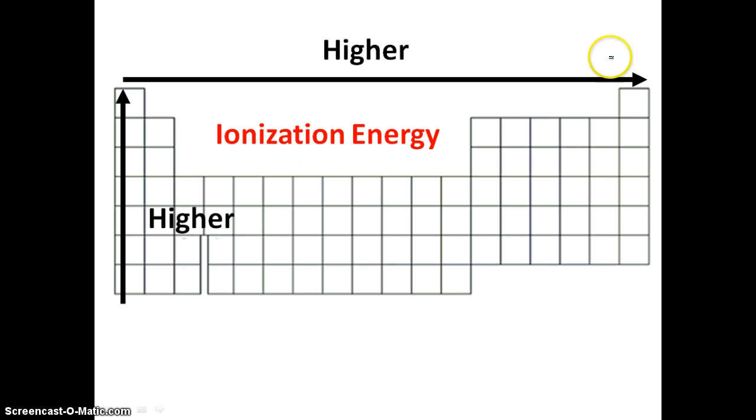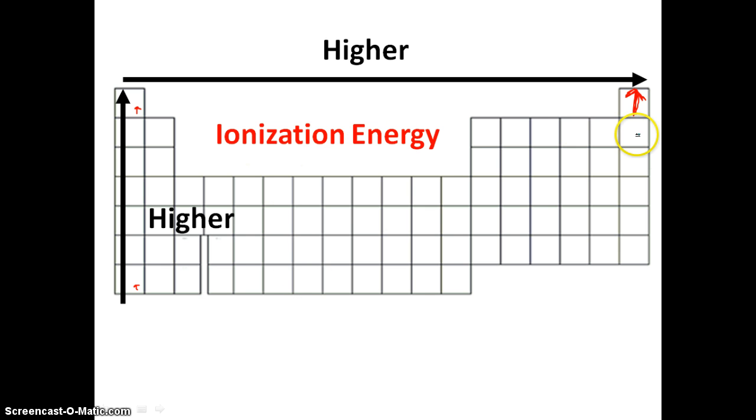So that means the noble gases have the highest energy needed. So energy here is really high. That means it takes a lot of energy to steal these electrons. But over here on this end, it doesn't take very much energy. The amount of energy needed is low. And then down here, it's especially even lower.